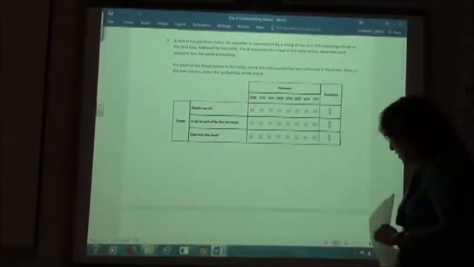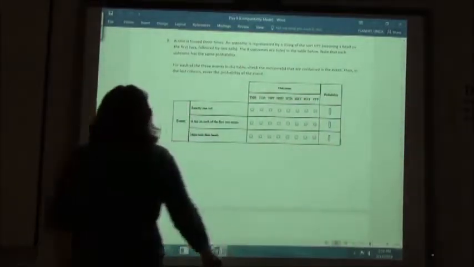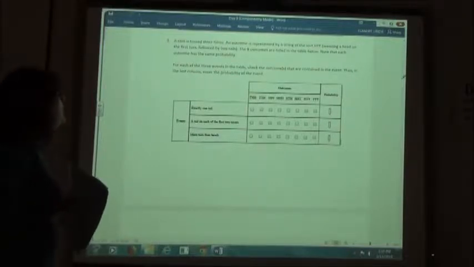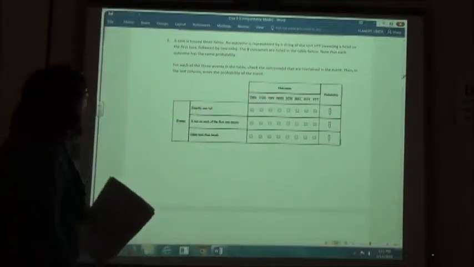And back to the coin tossing one, they like to use that. A coin is tossed 3 times. My outcome is represented. HTT means a head on the first, followed by 2 tails. My 8 outcomes are listed.